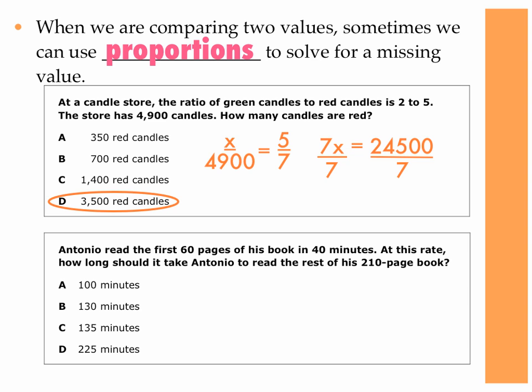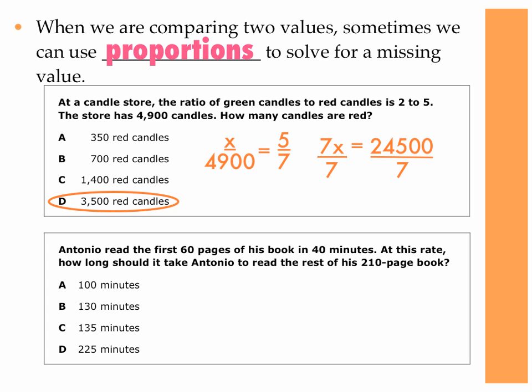The next example says, Antonio read the first 60 pages of his book in 40 minutes. At this rate, how long should it take Antonio to read the rest of his 210-page book? This one, again, they tried to trick you. You have to read these proportion problems really, really carefully. We can set up a ratio of how many pages he read to how long it took him, 60 to 40, pretty easily.